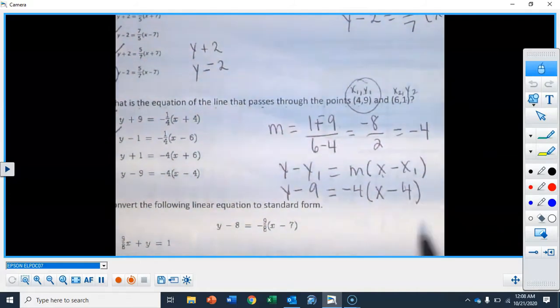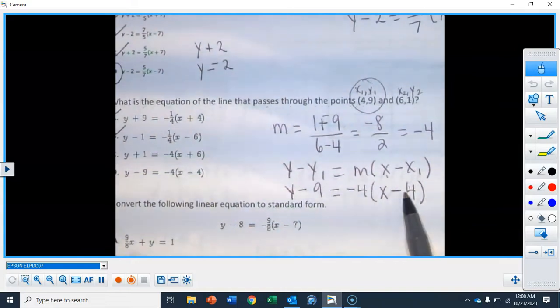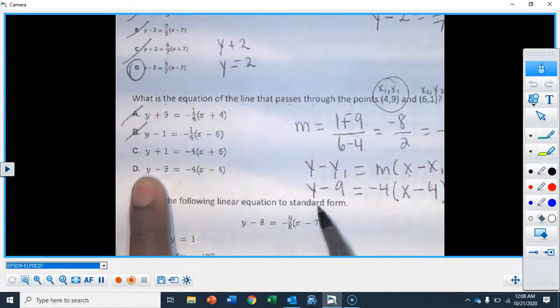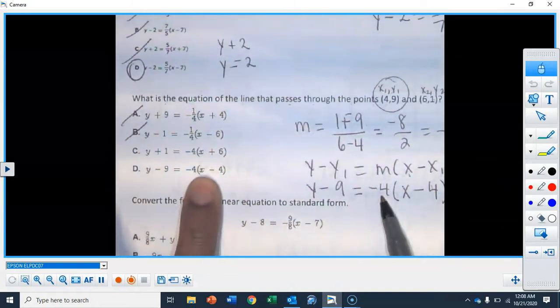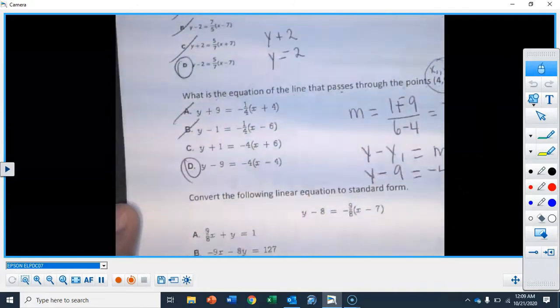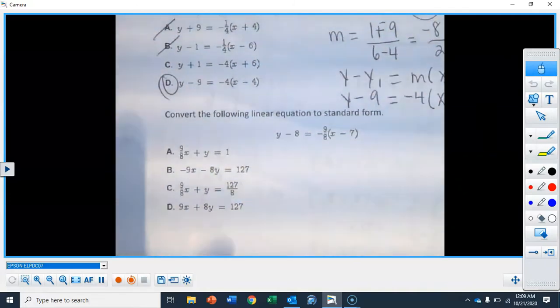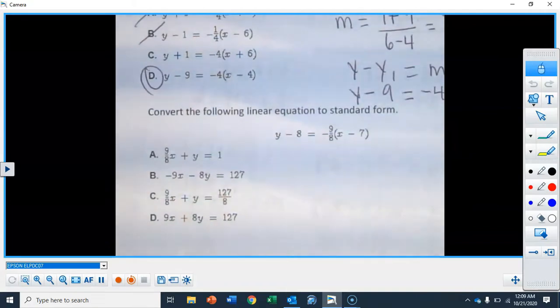So just to be clear, we want something that looks like this. And then go ahead and look at D. So we have y minus 9 equals negative 4, and then x minus 4. The answer is D. All right. I don't think we've done this one, so I want to definitely do this one.